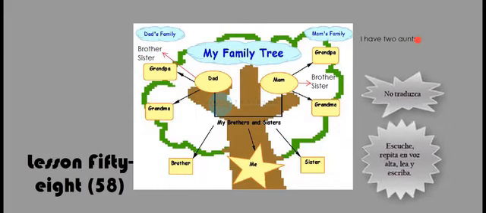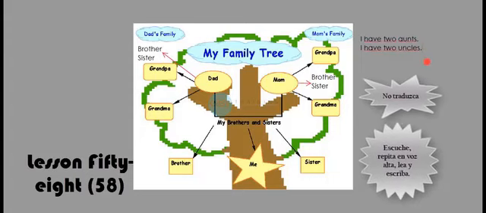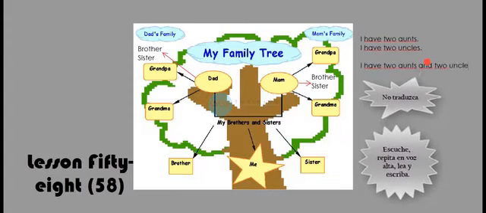So I have two uncles. In other words, I have two aunts and two uncles. Two aunts and two uncles.